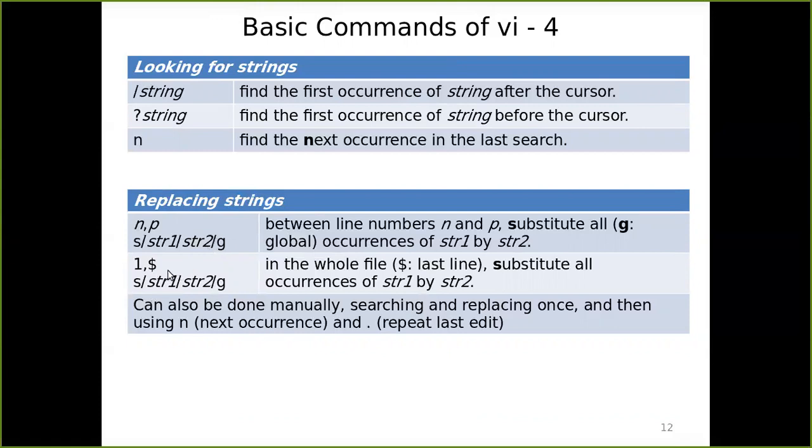1 comma dollar is the line range, and you may want only one particular line. Assume that you only have one line, then you can say colon and that line number. So if I want to modify only line 20, you say colon 20. But if you are in the same line and you want to replace in the same line, no need to give anything actually, that we have seen. You are in the same line, just say colon, then substitute this string.